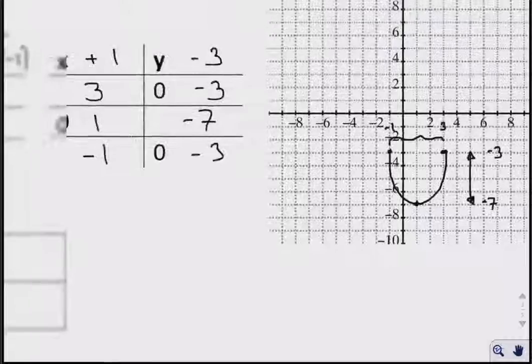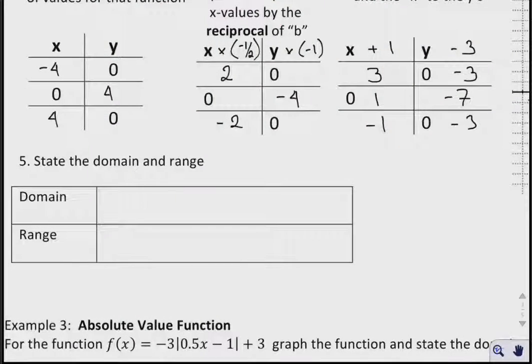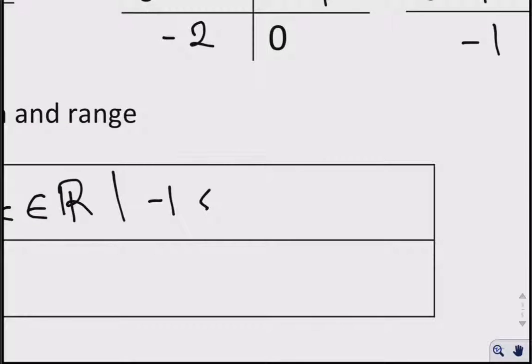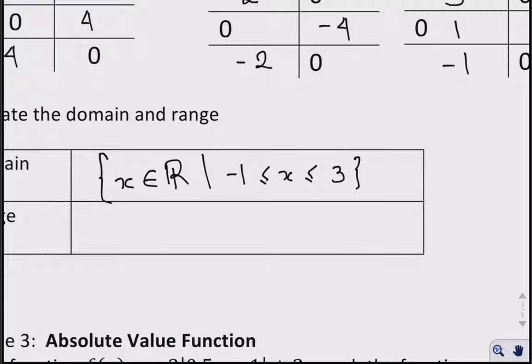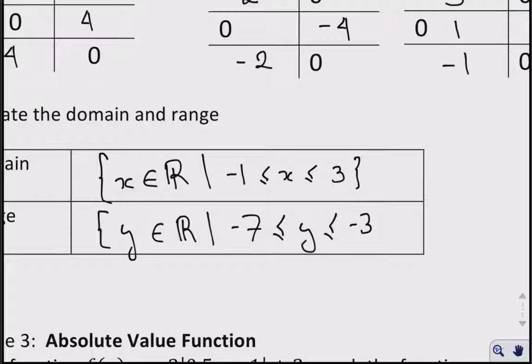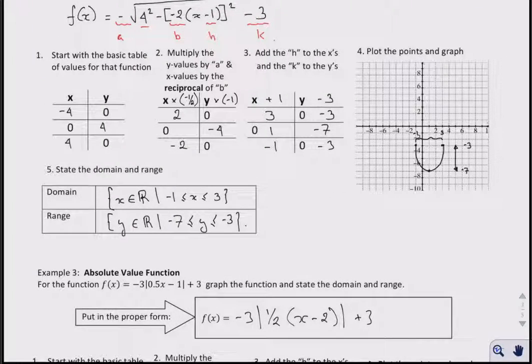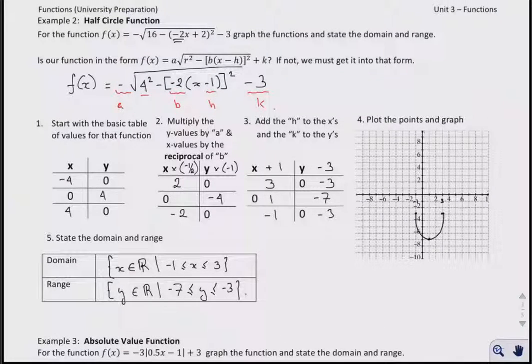Let me write that down now. Domain: x is a real number such that x is between -1 and 3. For my range, y is a real number such that y is greater than or equal to -7 and less than or equal to -3. Here you have our half circles graphed for you. And next we move on to the absolute value function.